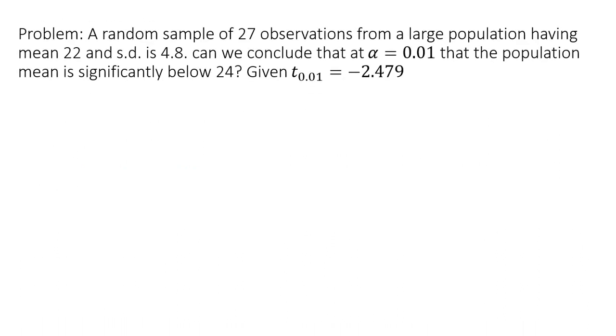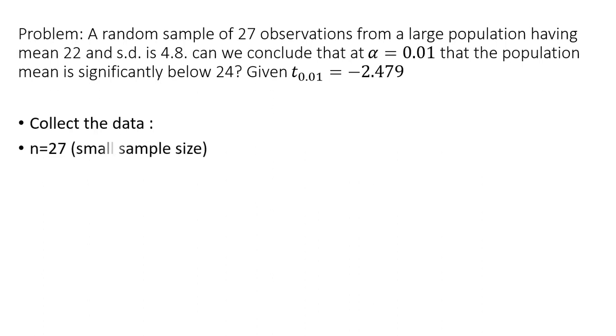Now, it is another problem. A random sample of 27 observations from a large population having mean 22 and standard deviation 4.8. Can we conclude, at alpha equal to 0.01, that the population mean is significantly below 24? Given t 0.01 equal to minus 2.479, it is a small hint that whenever a small t 0.01 is given, that means you should note that it is a t distribution, and the t distribution is very similar to the normal distribution. So let me go to the solution directly.